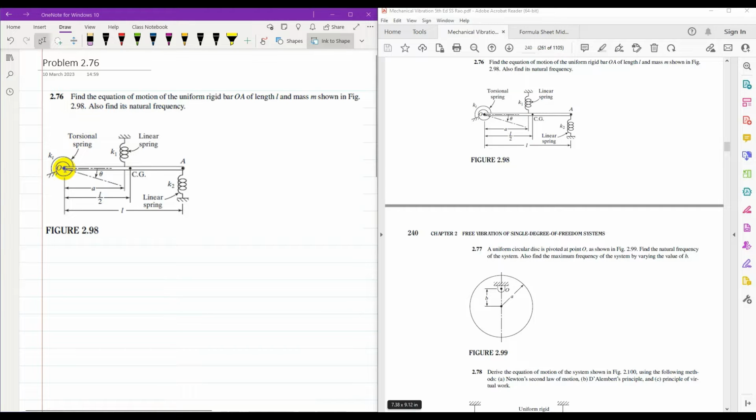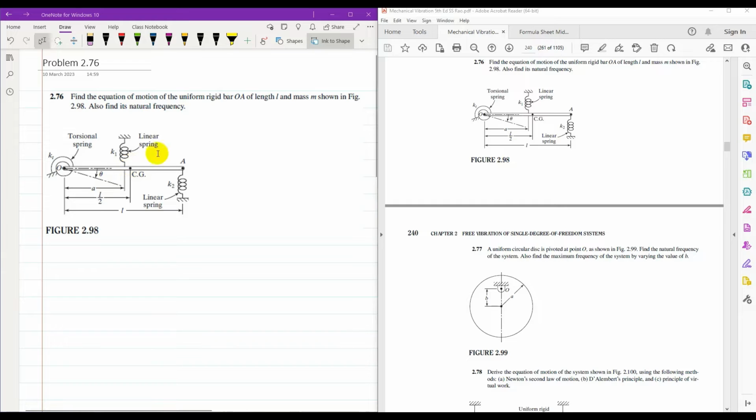So the uniform bar or rod is supported by three springs. One is a torsional spring of torsional stiffness Kt. The other one is a linear spring having stiffness K1. At point A is another linear spring of stiffness K2. The bar can be rotated about the pivot point O, and the center of mass of the rod is G, the center of the rod.